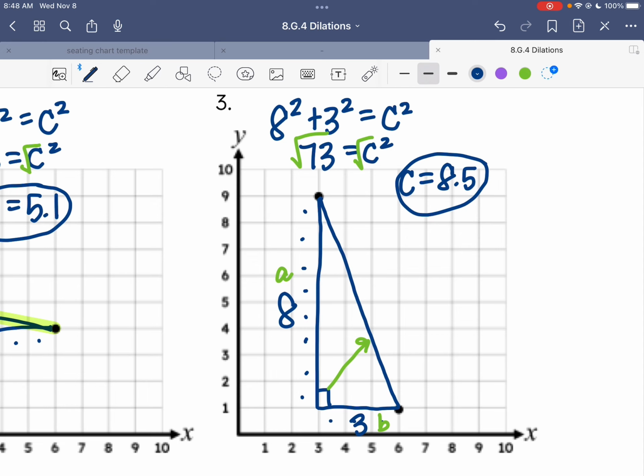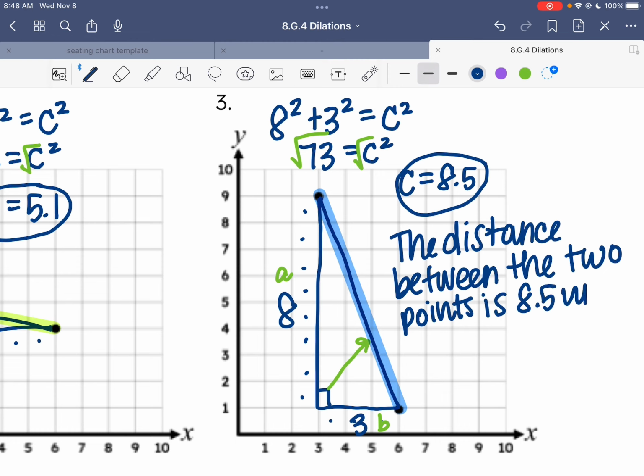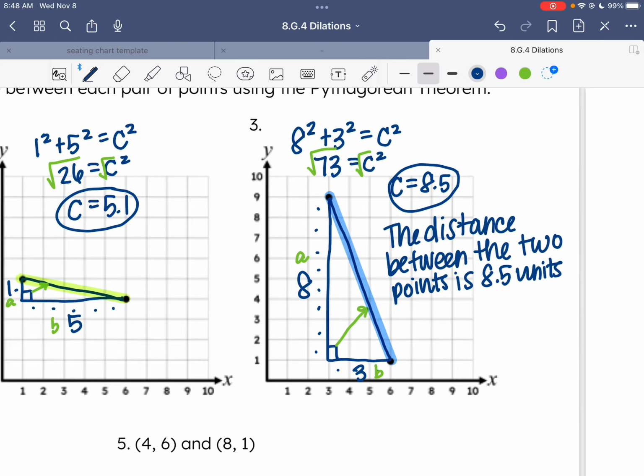So what we just found is that the distance between these 2 points is 8.5 units. And it's approximately 8.5 units.